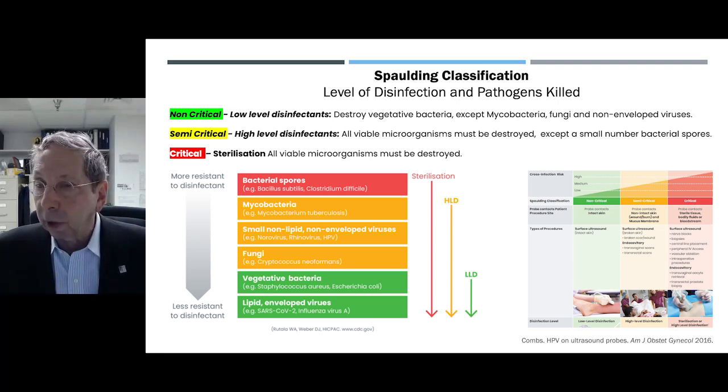However, I should say low-level disinfection will in fact eliminate some fungi, and high-level disinfection will in fact eliminate some spores. It's just that it cannot be guaranteed to eliminate all the spores. And again, for non-critical devices we use low-level disinfectants. For semi-critical devices, we use high-level disinfectants, and critical devices are sterile, which means that all viable microorganisms have been destroyed.